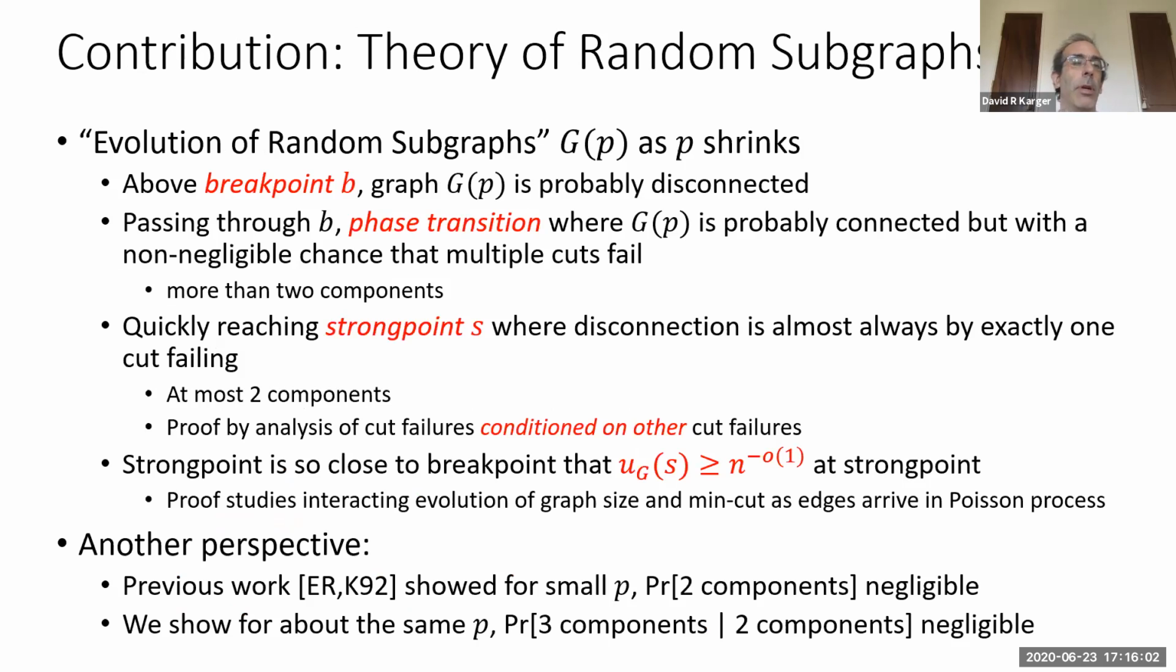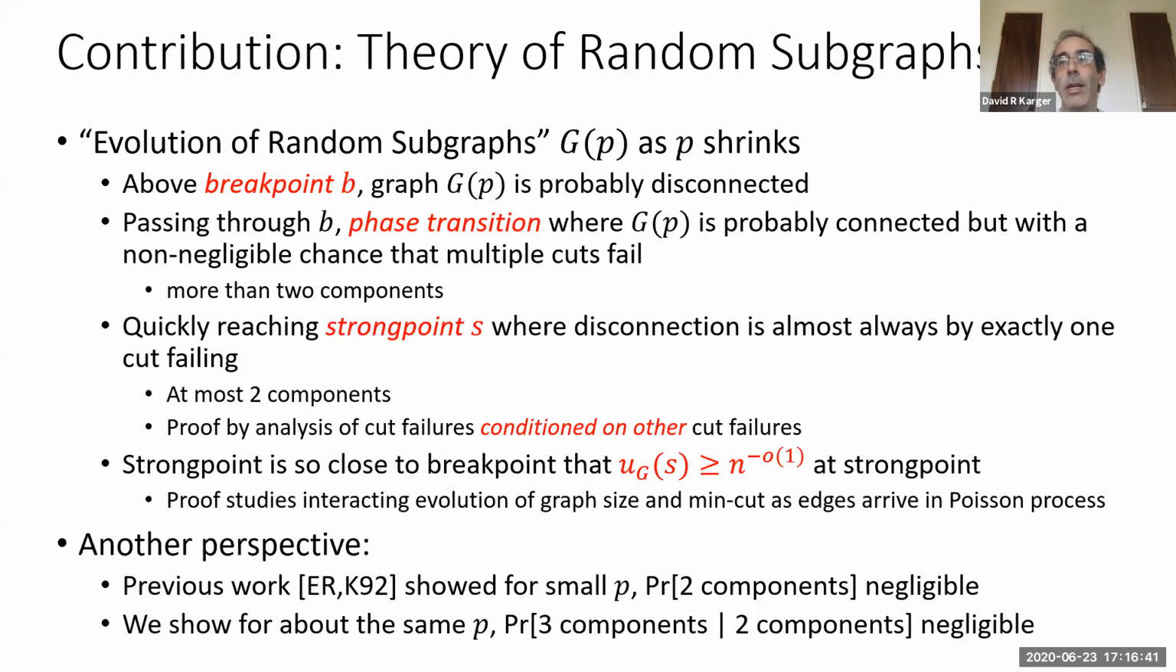And this paper sketches the evolution of that graph, where you start with everything disconnected, and eventually the probability p reaches a breakpoint, which is the place where the probability of being connected is a half. Of course, above the breakpoint, the graph is probably disconnected. As you pass through b, you begin a certain phase transition, which is a point where the graph is probably connected, but there's still a decent chance of having more than one cut fail. But shortly after that, you reach what I call a strong point, which is a point where disconnection is unlikely, but even more important, disconnection of more than one cut is incredibly unlikely.